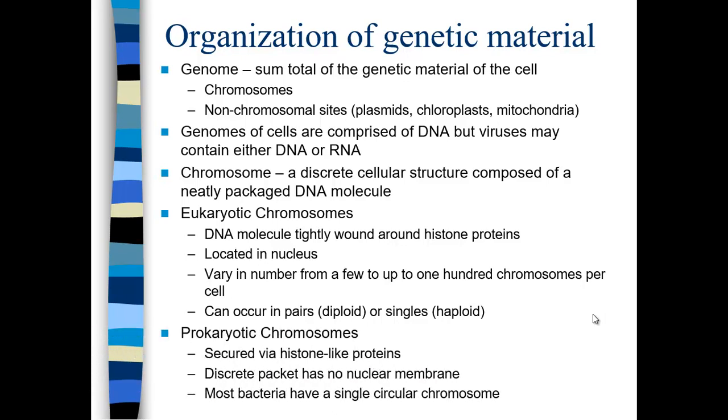Prokaryotic chromosomes are circular. They're secured via histone-like proteins. They are in a discrete packet called the nucleoid, but there is no nuclear membrane. And most bacteria just have one, so we find a single circular chromosome.